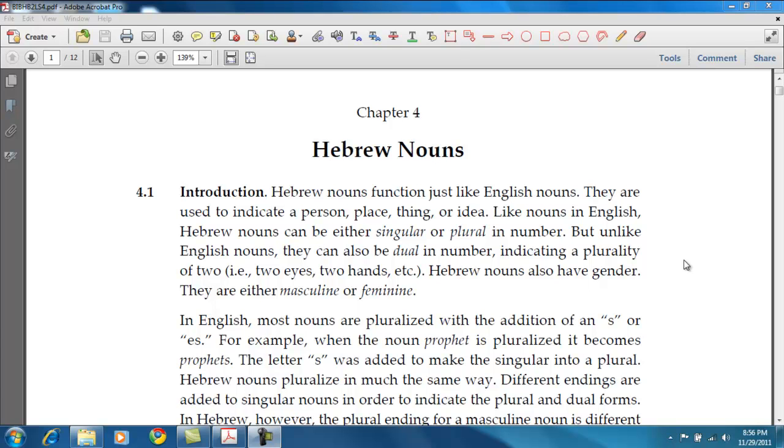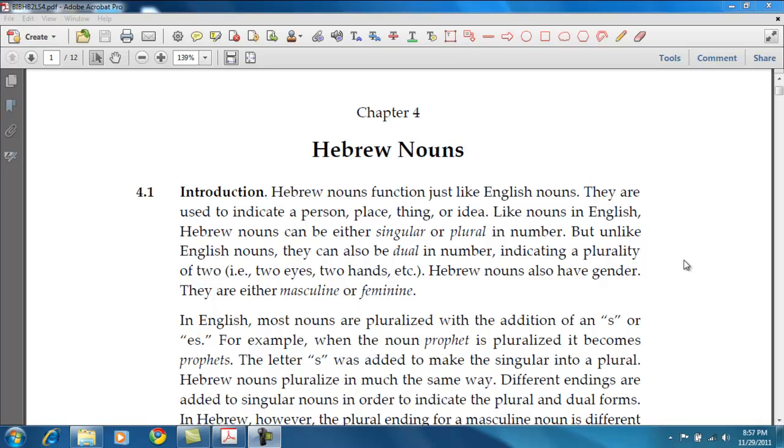Okay, guys, let's go ahead and get started on chapter 4. We're going to start this on Hebrew nouns. So far, we've been through the Aleph Bet, and we've been through the Hebrew vowels. We've learned about Dagesh Lene and Dagesh Forte, about the hardening of the sound of the Begad Kefat letters and the doubling of letters with the Dagesh Forte.